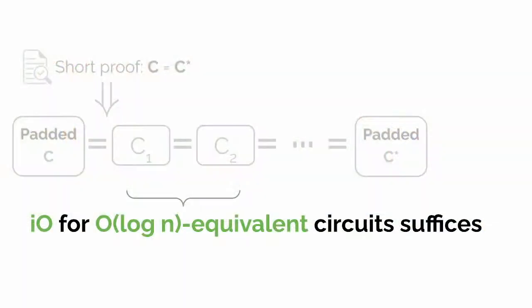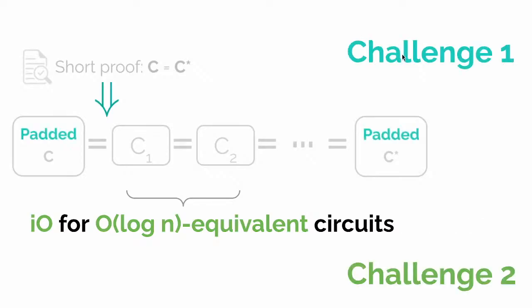So because of this hybrid, it seems like it's sufficient to get I/O for log n equivalent circuits, and that's what we are going to focus on. Okay, so to implement this blueprint efficiently, we encounter two challenges. Challenge number one is how do you take two circuits and their equivalence proof and write down this hybrid? And challenge number two is, once we have this hybrid, we need to construct I/O for log n equivalent circuits. How do we do that? And in both steps, you can lose some efficiency, and it's important to keep the efficiency loss small in both steps.